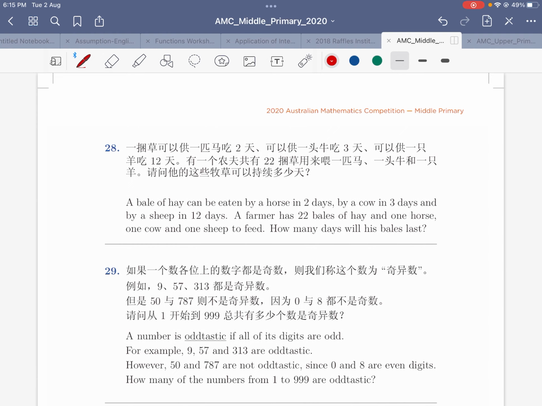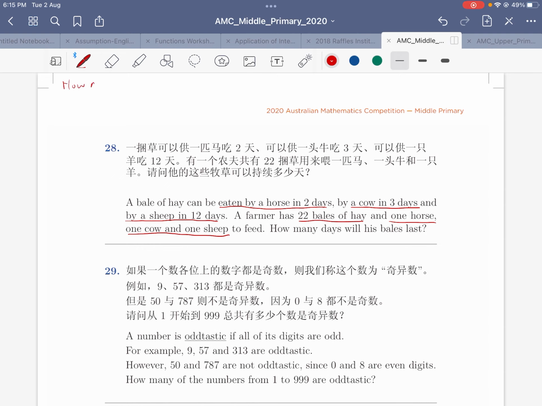Let's see what question 28 is about. A bale of hay can be eaten by a horse in 2 days, by a cow in 3 days, and by a sheep in 12 days. A farmer has 22 bales of hay, 1 horse, 1 cow, and 1 sheep to feed. How many days will his bales last? Those are a little bit challenging, but let us simplify this question.